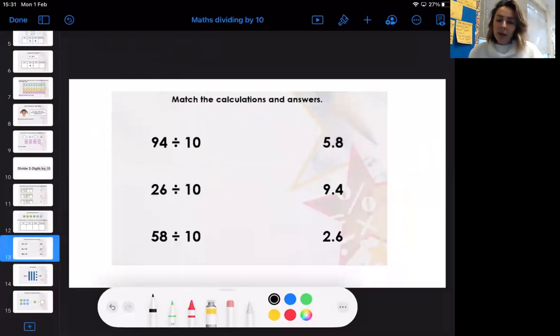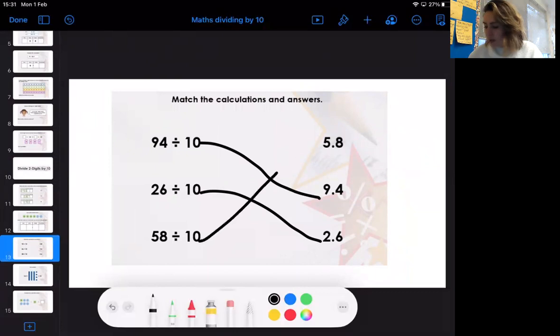We've got match the calculations and the answers. I would like you to work out the answers to these calculations and then match them up. Pause the video. 94 divided by 10 is 9.4. 26 divided by 10 is 2.6. And 58 divided by 10 is 5.8.